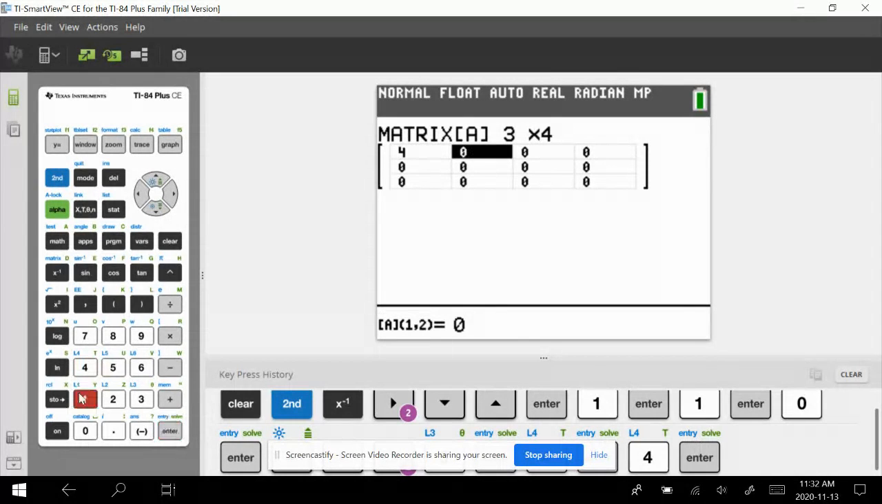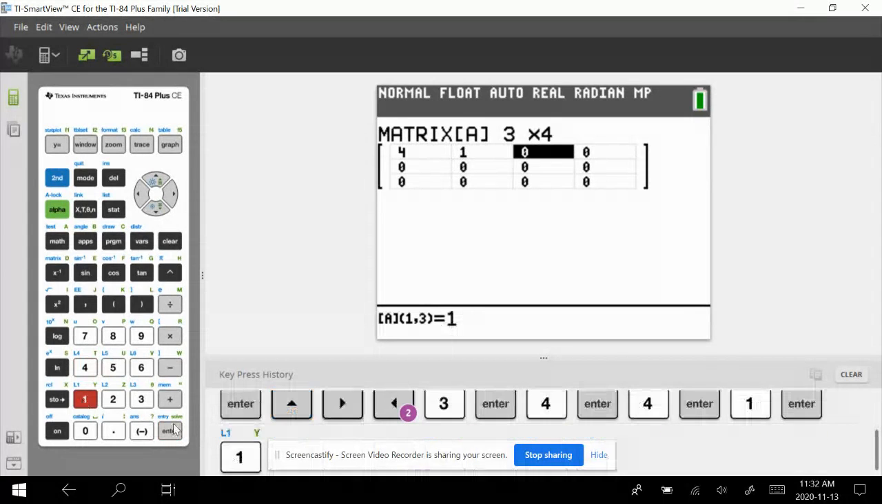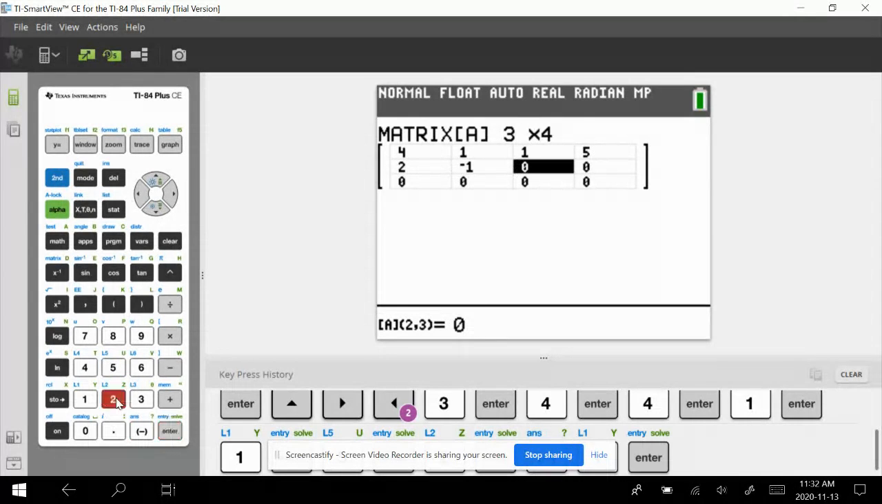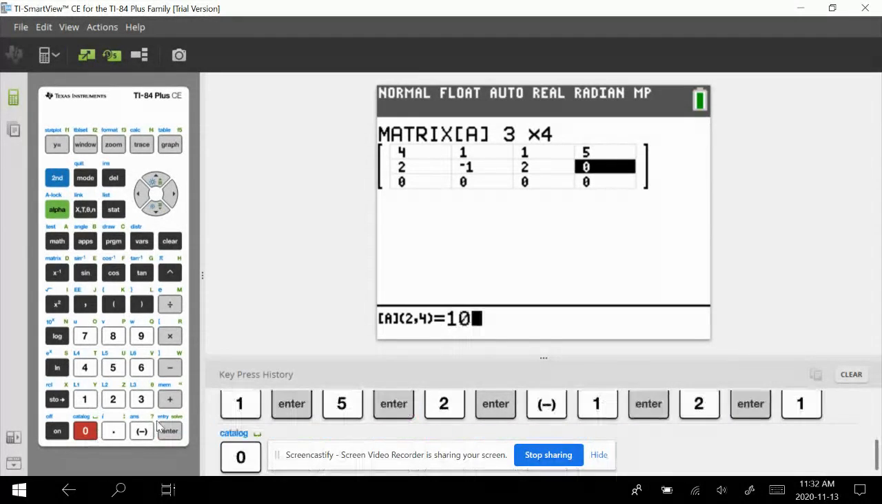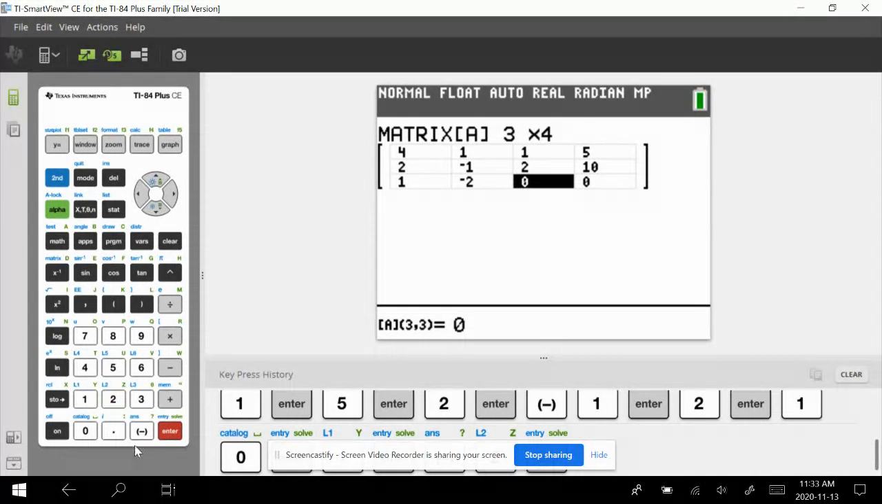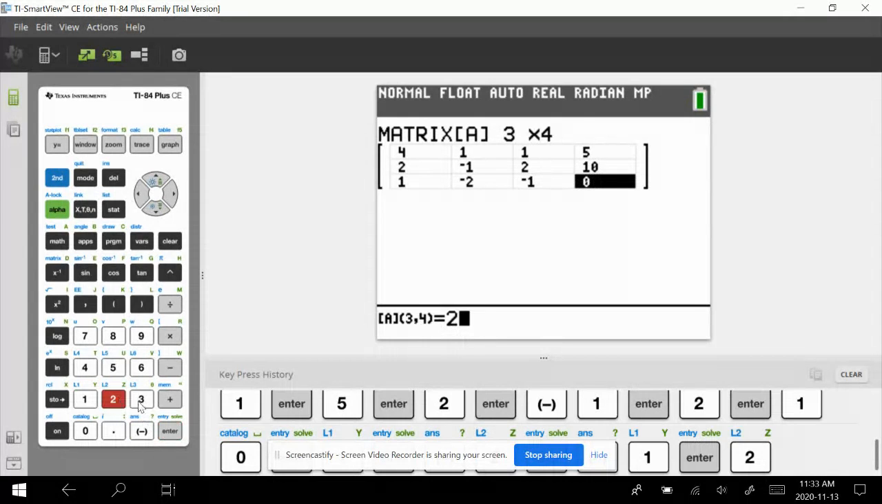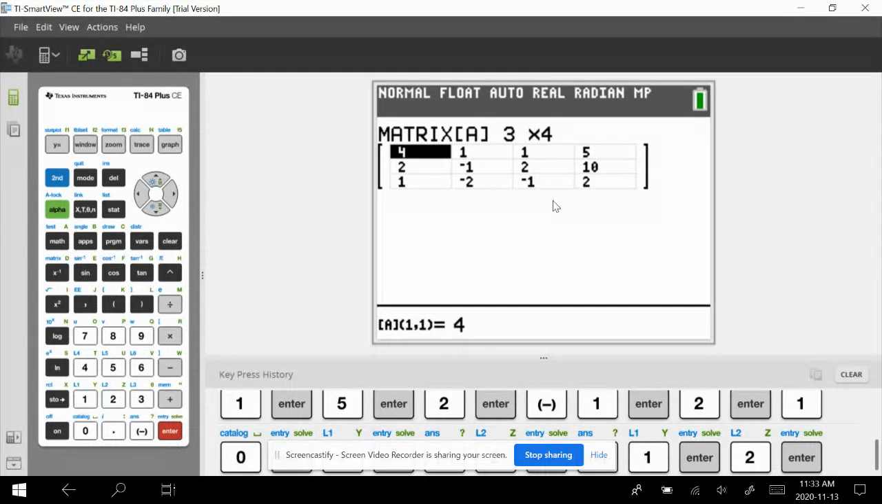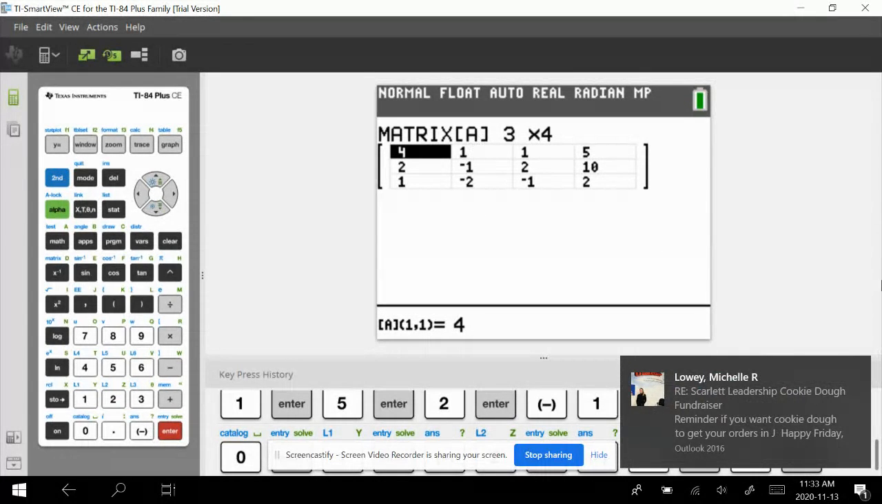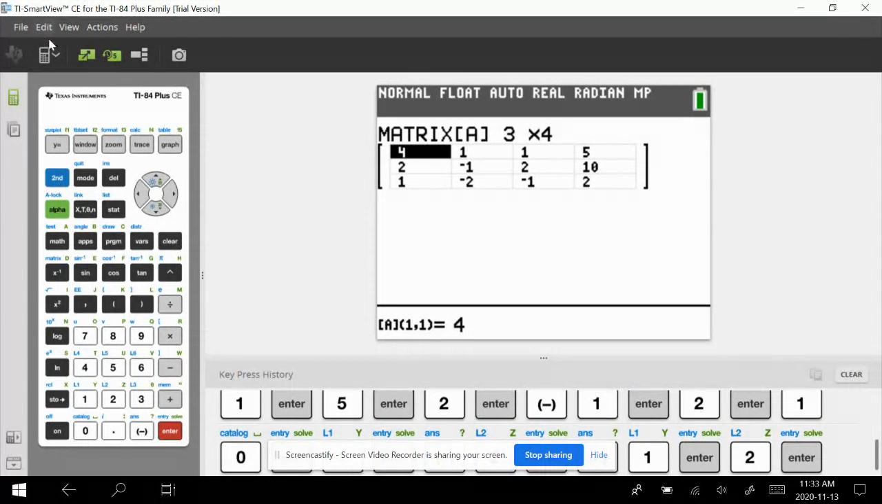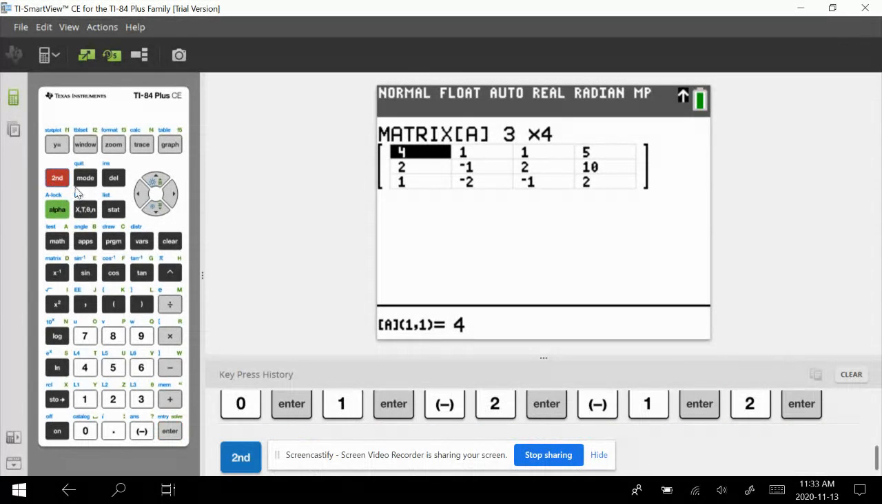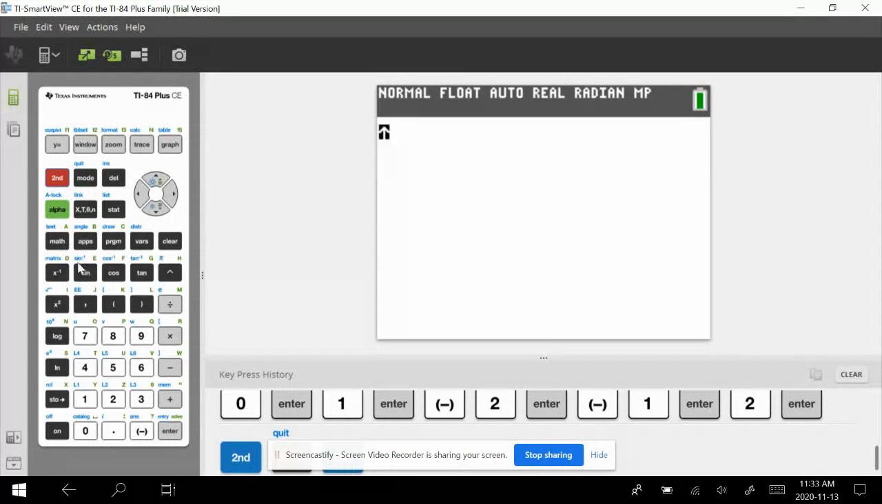So we have 4, 1, 1, 5, and we have 2, -1, 2, 10. We have 1, -2, -1, 2. Okay, so now we've entered in all these values over here. So we've entered the matrix, and this is matrix A on our calculator. So I'm going to quit this. So go second quit, and now we want to press the matrix button again.